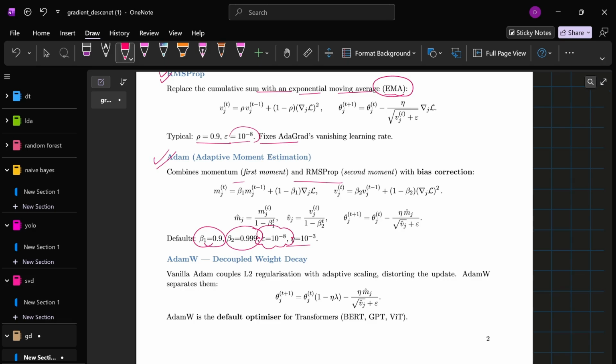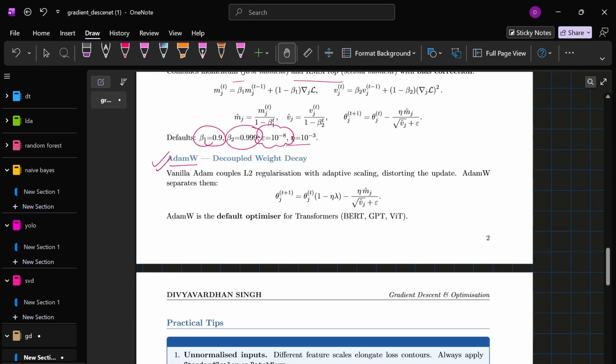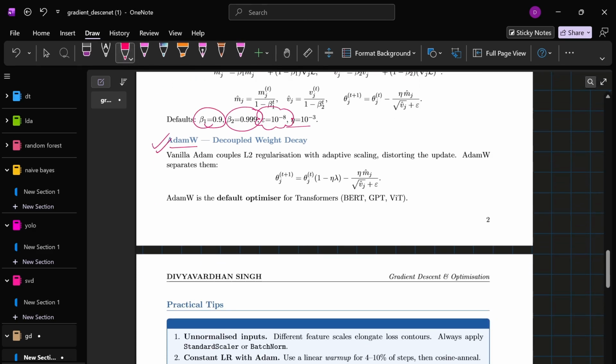Moving forward to the fourth point, that is AdamW. It's Adam plus proper weight decay separation, standard for all transformers like BERT, GPT, and ViT. Now Adam's defaults are eta equals 0.001, beta 1 equals 0.9, beta 2 equals 0.999, and epsilon equals 1 times 10 raised to the power minus 8. So you rarely need to change them. They are some of the default or go-to optimizers.